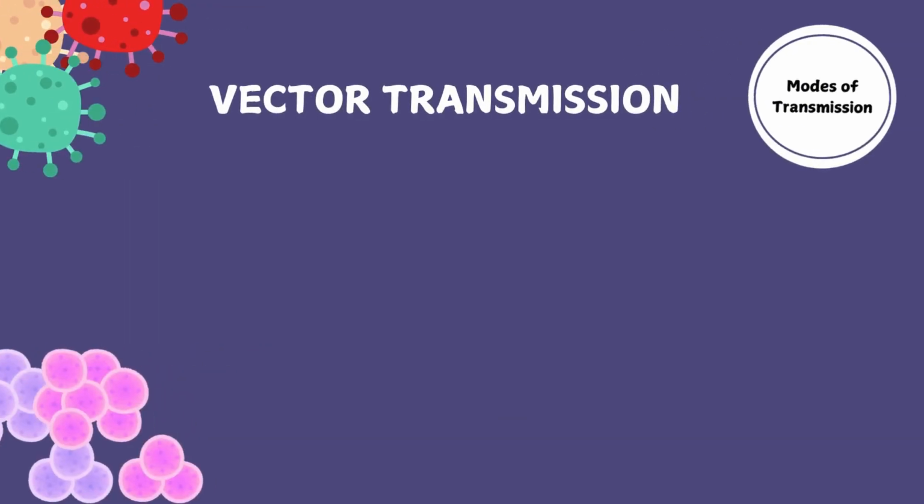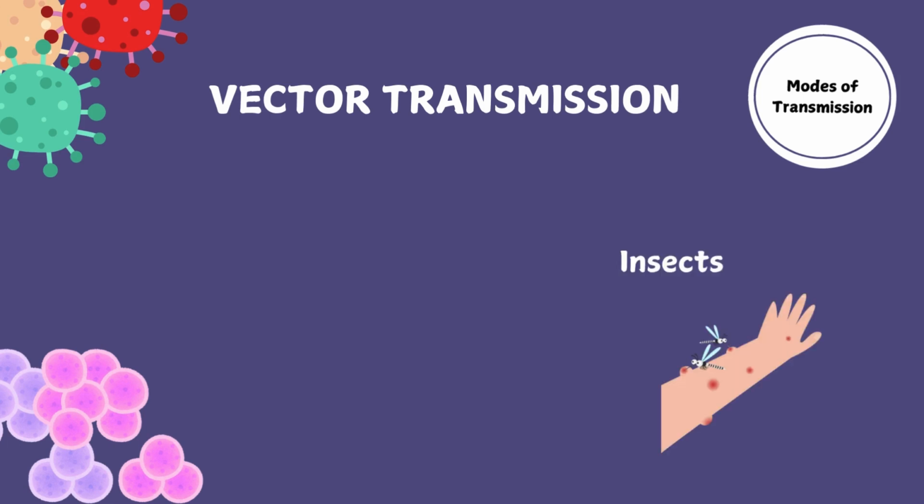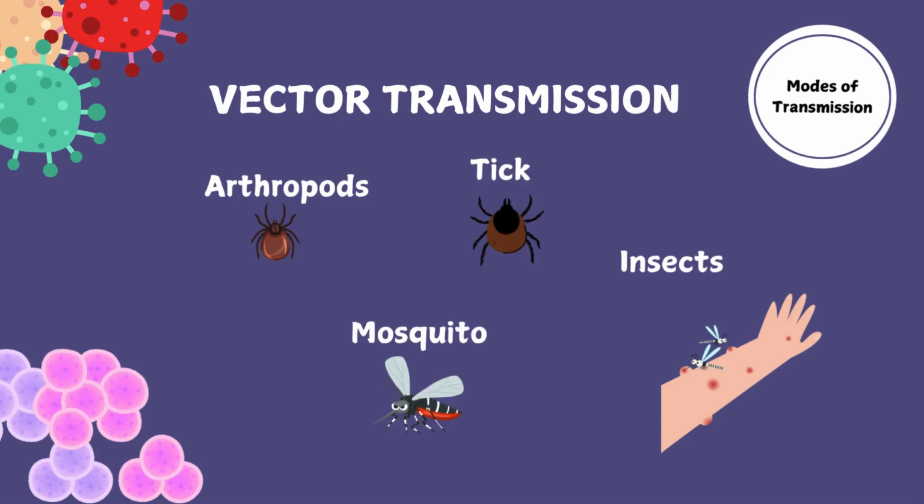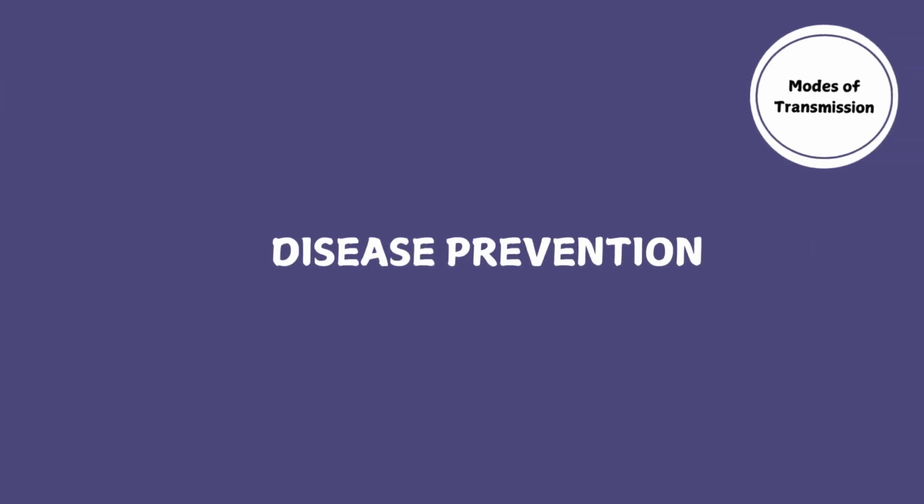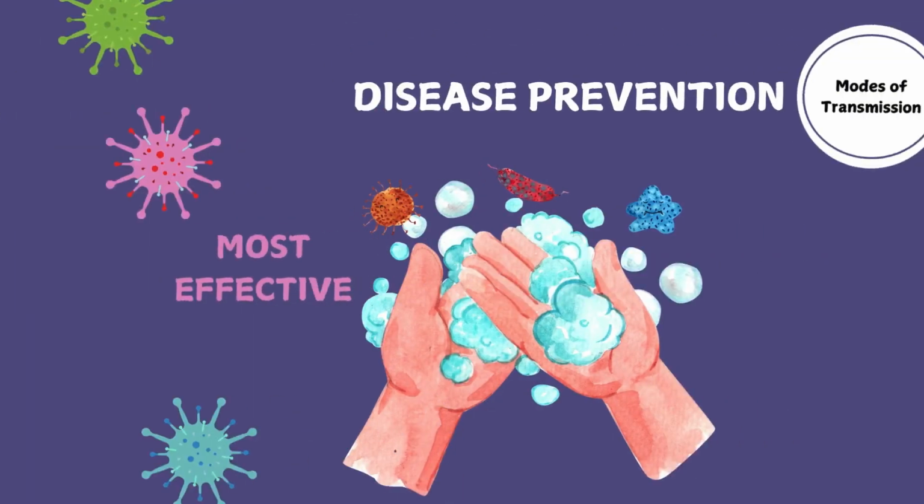A vector is another method of indirect transmission, involving organisms like insects or arthropods that carry and spread disease. Common vectors include mosquitoes, ticks, and fleas. These creatures become infected by feeding on the blood of an infected host. Once infected, they can transmit the disease to another person or animal through their bite, acting as a vehicle for the pathogen. How do we prevent the transmission of disease?